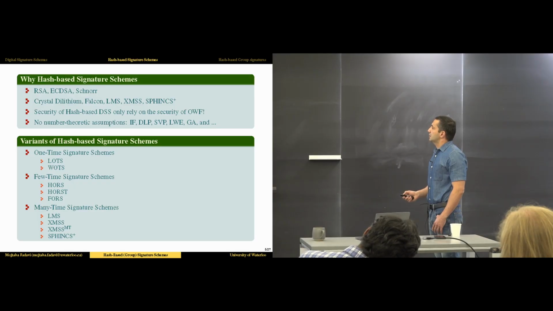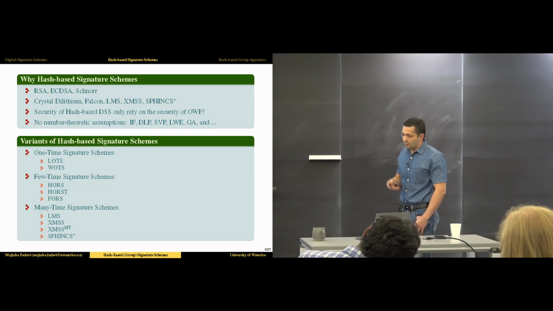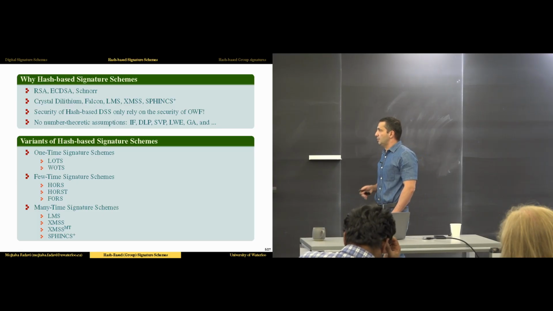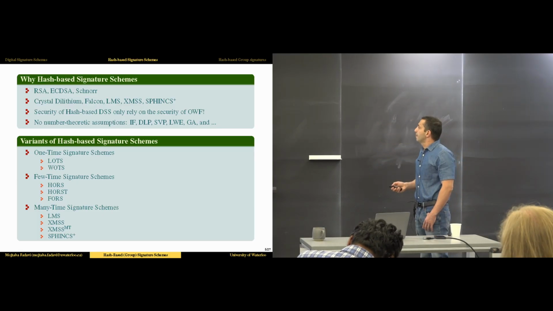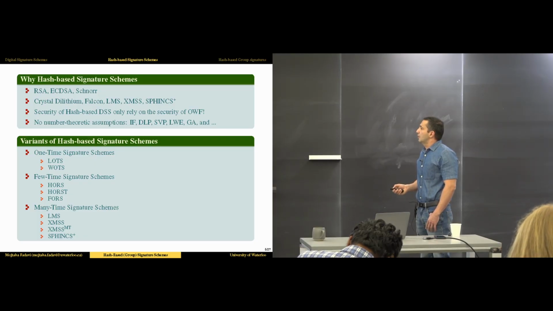With few-time signature schemes, clearly you can sign a few times, maybe 5 or 6 or 10 messages, but more than that, you will compromise the security. Right now, HORS is the most plausible scheme in this group.